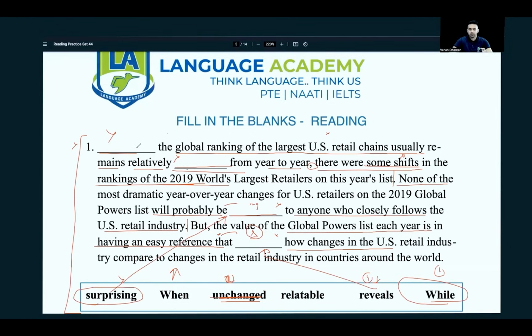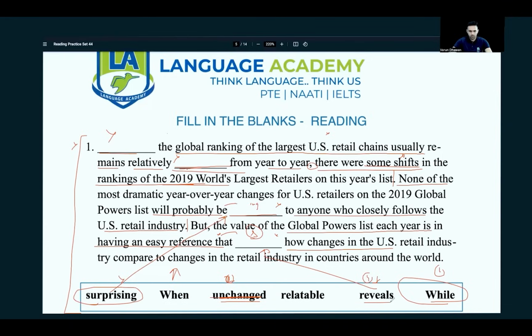Now, after you have solved it, just read it quickly so that it makes sense. While the global rankings remain unchanged, there were some changes in 2019. The powers list will probably be surprising to anyone who closely follows it. Global powers list each year is in having an easy reference that reveals. That's it. So first is while, second is unchanged, third is surprising, and fourth one is revealed.